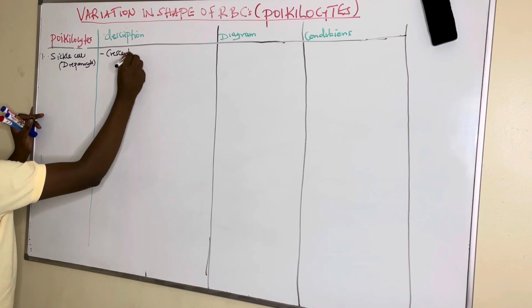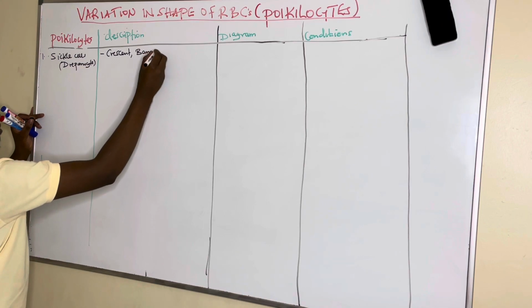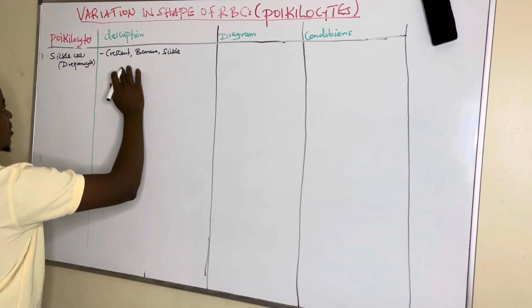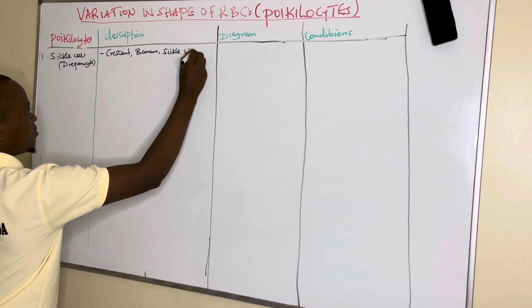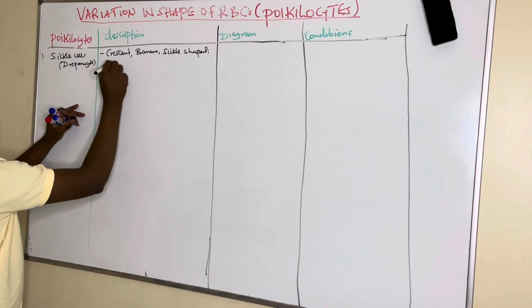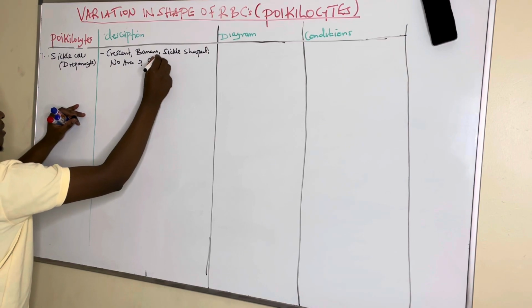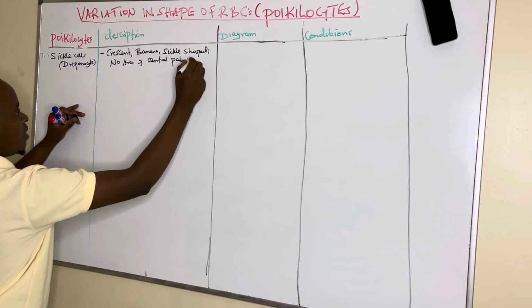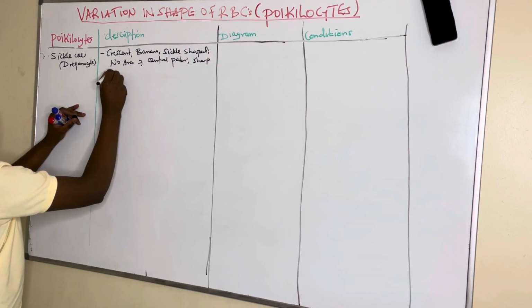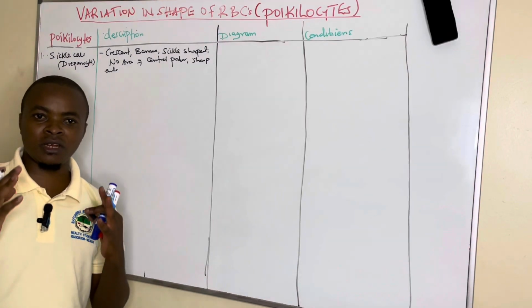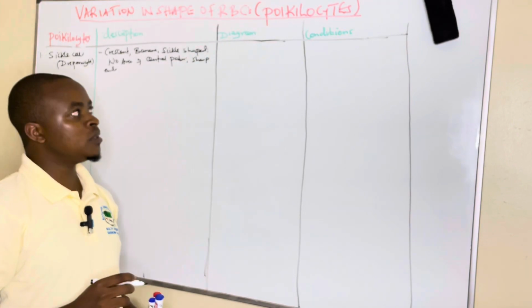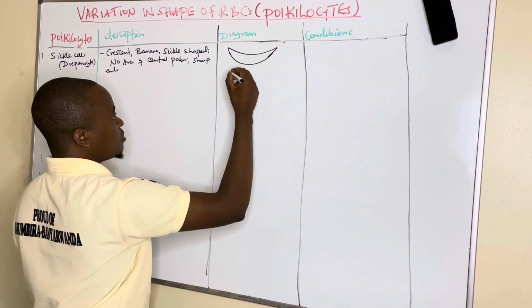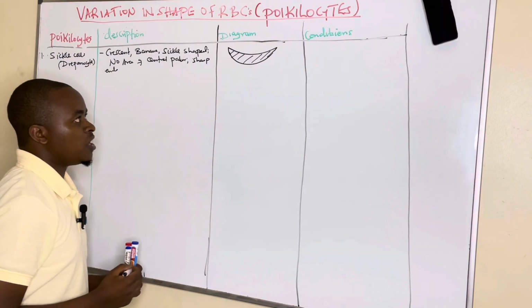You can say they are crescent shaped, or banana shaped, or sickle shaped. And these cells have no area of central pillar. The sickle cells and the banana shaped cells have sharp ends. So they are crescent or banana shaped with no area of central pillar, and the ends are very sharp. And when we are drawing, we see them banana shaped or sickle shaped or crescent shaped with no area of central pillar.